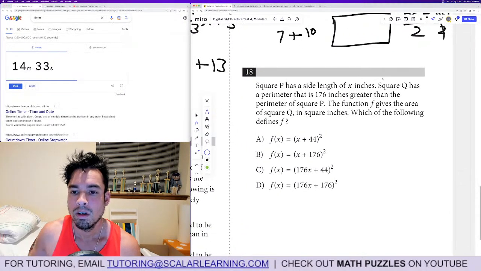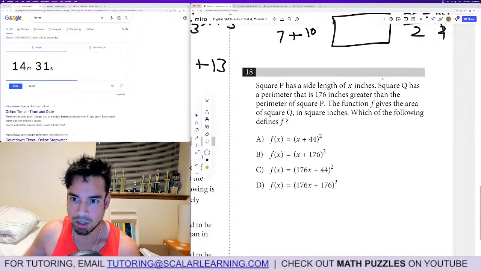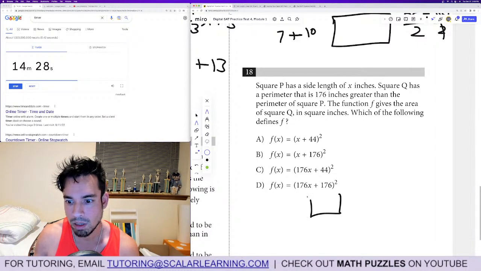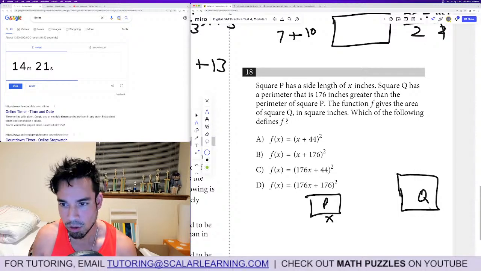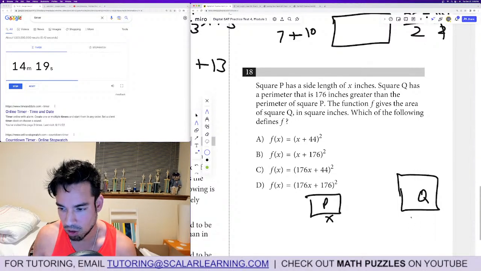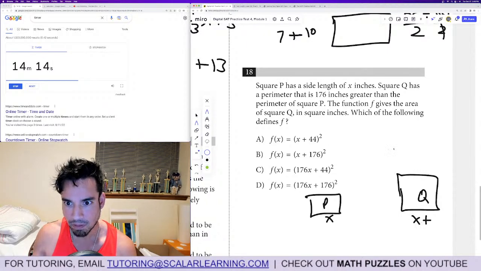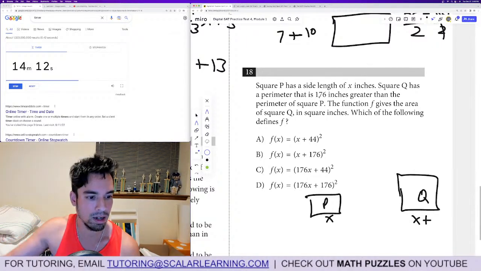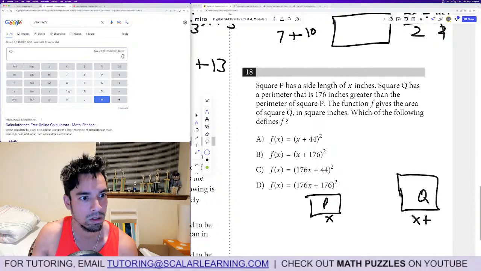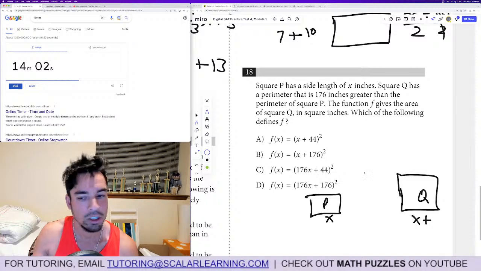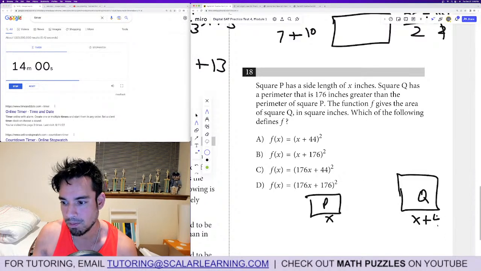18. Square P has side length of X inches, square Q has a perimeter that is 176 greater than P. So that means that each side length is, if that's the total difference, I can take 176, I can divide it by 4. I could do it mentally, but whatever. Got to catch up. Lost some time there. So each of these is plus 44.